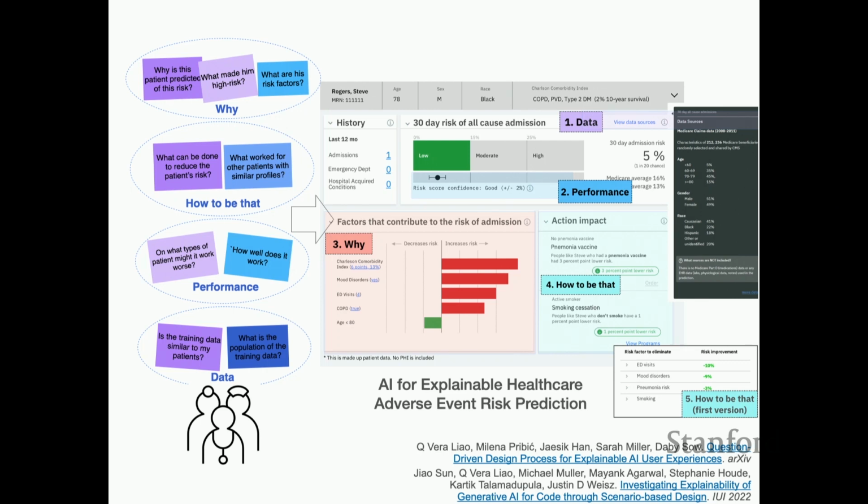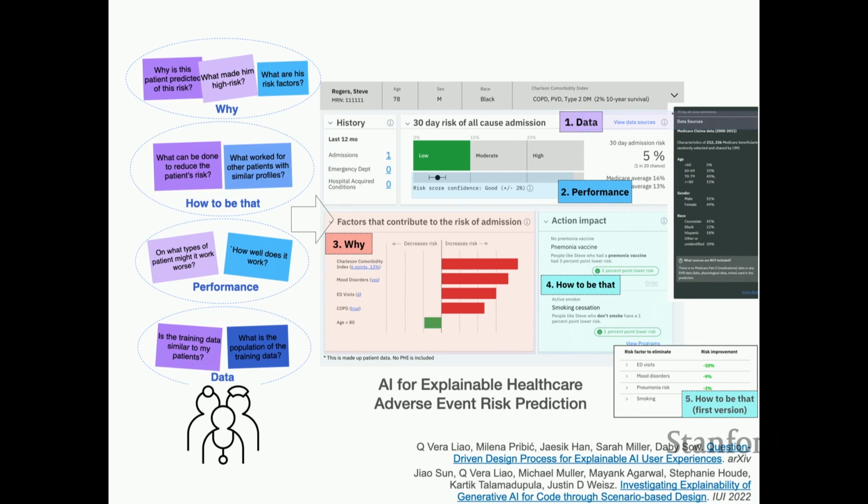So we started with the process of interviewing doctors, gathering their questions. For example, everyone asked the why question: why does this patient have this high risk? Also, lots of doctors, somewhat surprisingly, are interested in the data because they want to know if the data aligns with their patient population. And you can see the design we created on the right has a clear correspondence with the questions we collected. So that's a very high-level overview.